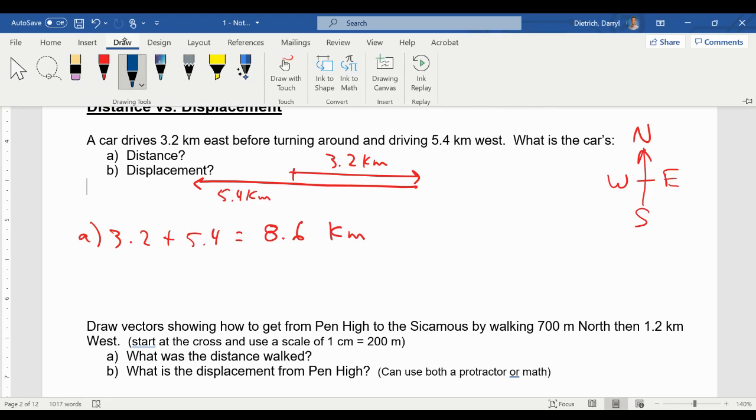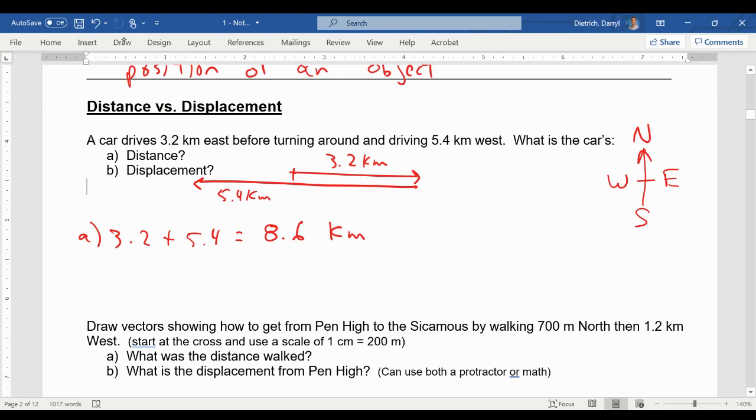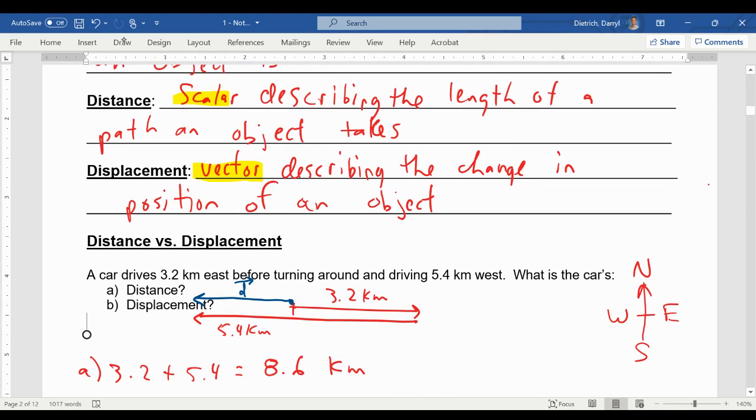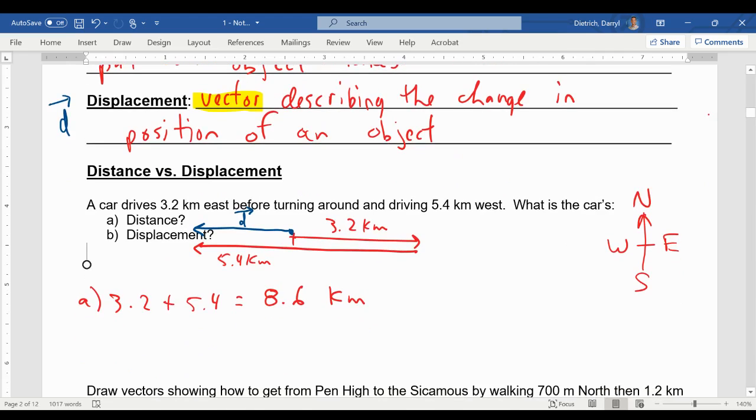For displacement, though, we want to look at where an object is now compared to where it started. So I'm going to put this as a D with a little arrow hat on there. And sorry, folks, I should have also put up here, beside displacement, we commonly use D with a little arrow hat to represent a vector quantity. So I'll just show that as our displacement being that D.